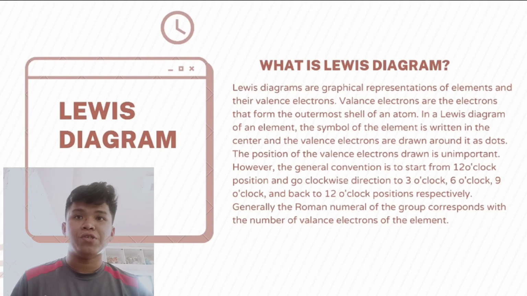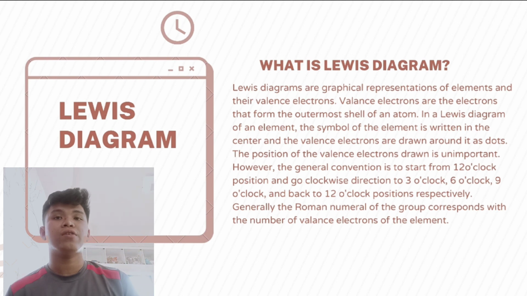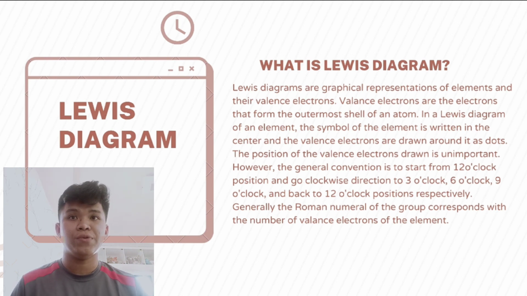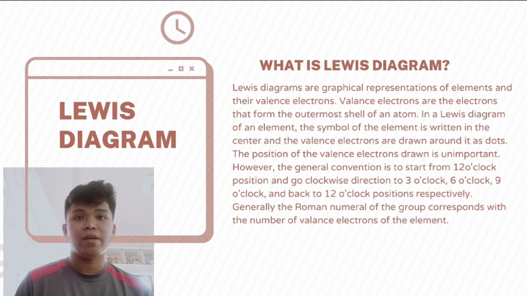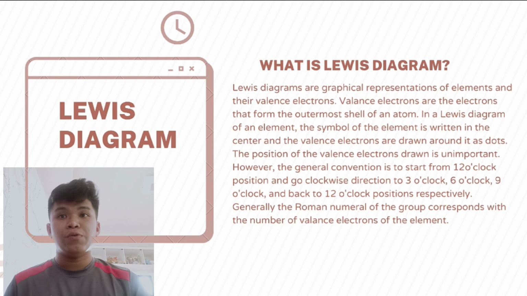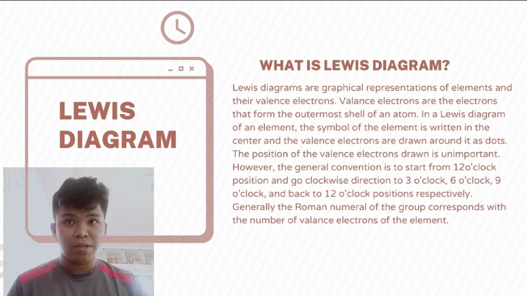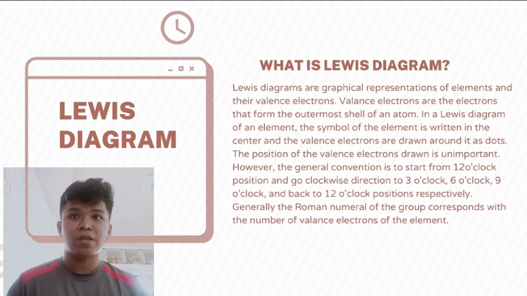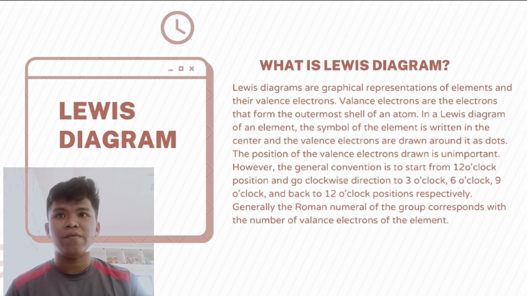So let's continue to the Lewis diagram. Students, this is just a review about the Lewis diagram since we had it in our Grade 9 and senior high school. Lewis diagrams are graphical representations of elements and their valence electrons. Valence electrons are the electrons that form the utmost shell of an atom.